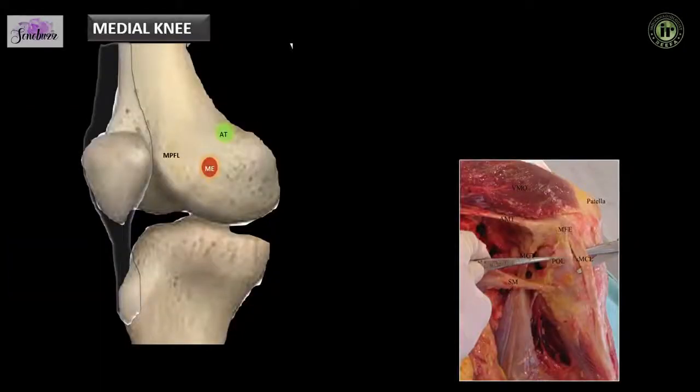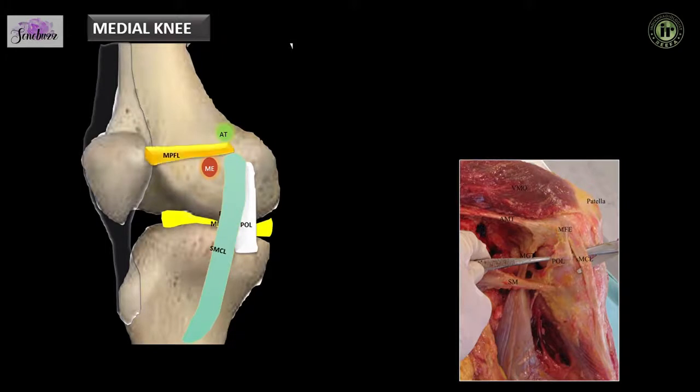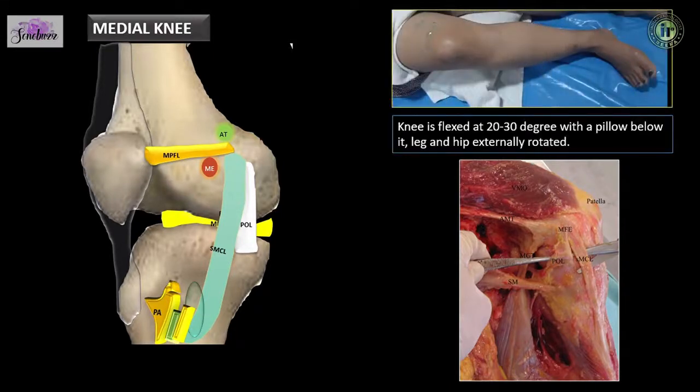On the medial aspect, we are going to see the medial meniscus and medial joint line, the deep component of the medial collateral ligament, which is fused posteriorly with the posterior oblique ligament and is overlaid by the superficial medial collateral ligament. We have the MPFL there, as we already saw in the anterior compartment, and of course we have to see the pes anserinus tendons and the pes anserinus bursa there. The knee will be flexed at 20 to 30 degrees with the leg and hip externally rotated during examination.